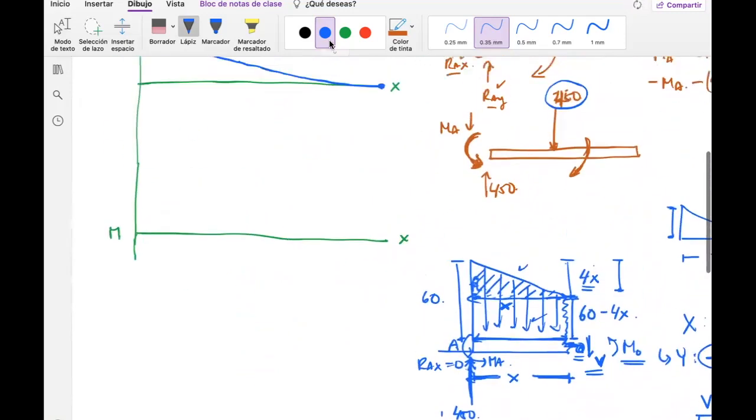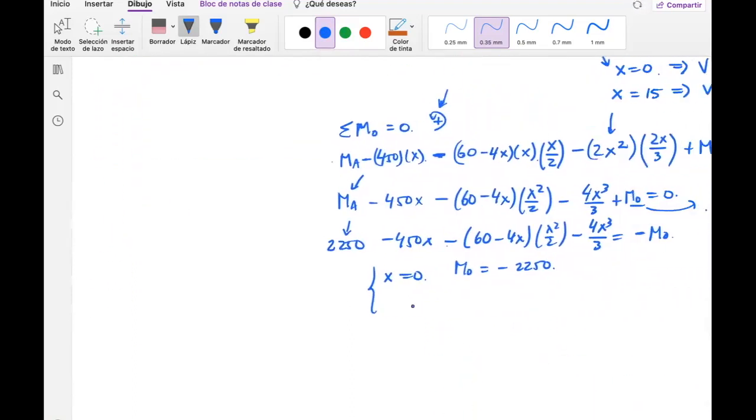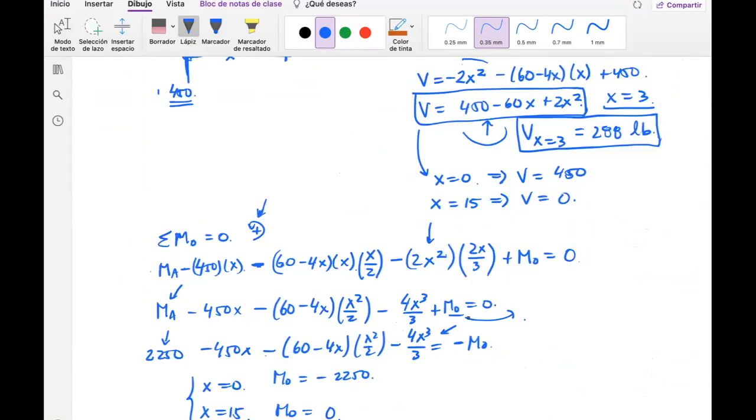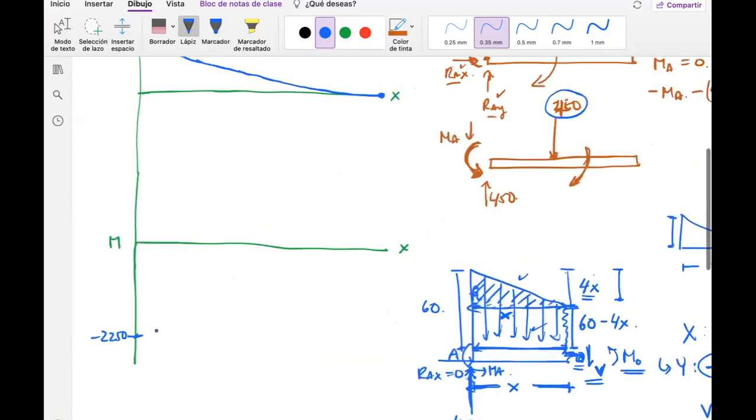Therefore, my bending moment will look like, again, minus 250, so that's where this guy starts. And then I'm going to put x equals 15. If you do that, you need to believe me that this will give you 0. Take a look, this is a cubic equation. It looks a little bit weird, but you can do it. And in this case, you will get from the bottom to 0.